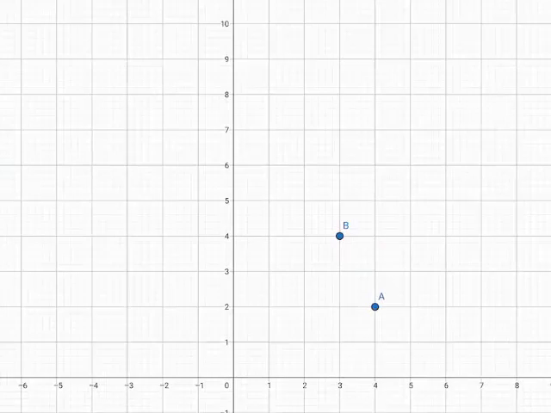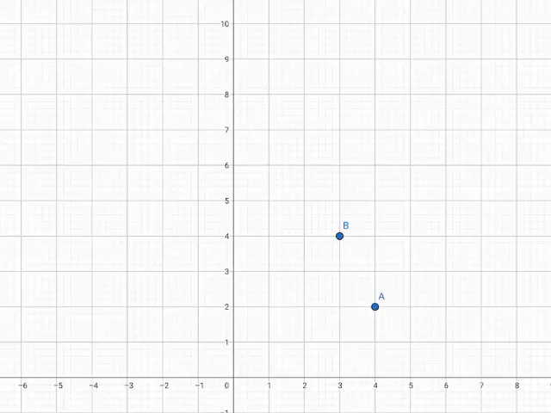So the points that they give us are (4, 2) and (3, 4). For the first point, point A, you can see here that point A is the ordered pair (4, 2), so x is equal to 4 and y is equal to 2. For point B, here on the screen, the point is (3, 4), so my x is 3 and my y is 4. And so once we've plotted each point, we're going to determine the slope.